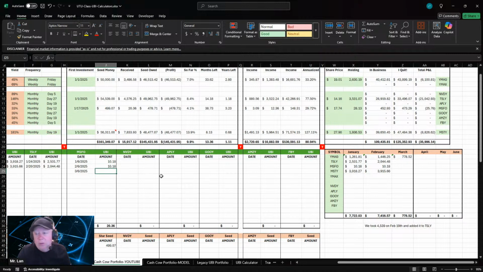Okay, now 0.285 times how many shares do we have of MSFO? Oh, we don't have very many. 28.13 shares. Our dividends went down. $8.01.